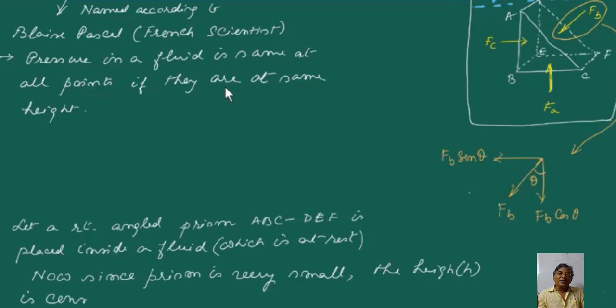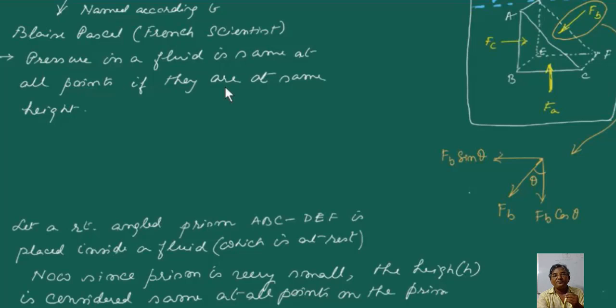Now, let us consider the prism is very small, so the height is considered the same at all points on the prism. Now, the effect of gravity is also considered the same at all points.